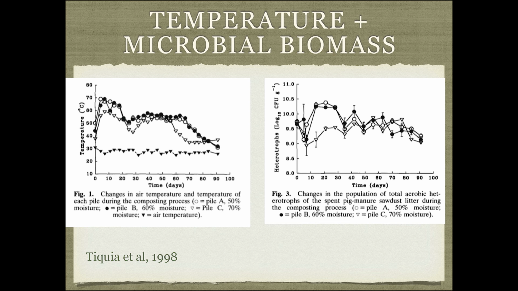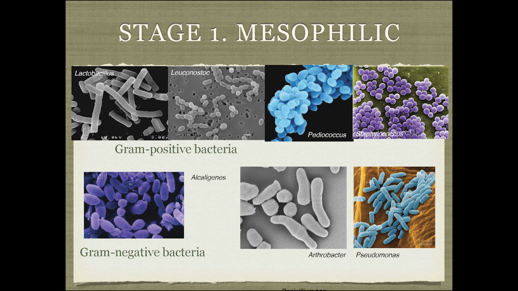This is a look at the association between microbial biomass and temperature. This is the temperature graph of the hot compost piles, and this is the population of microbial organisms, the microbial biomass in those hot compost piles. You can see they're very closely associated with the temperature curves. This is just a look at some of the different bacteria and organisms. These are the mesophilic organisms that exist in there.